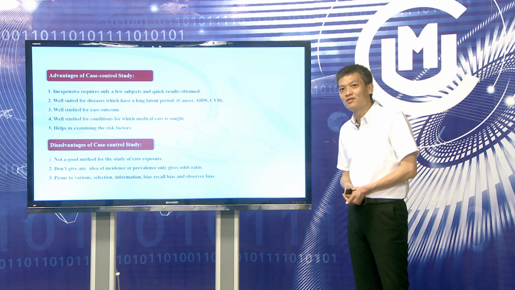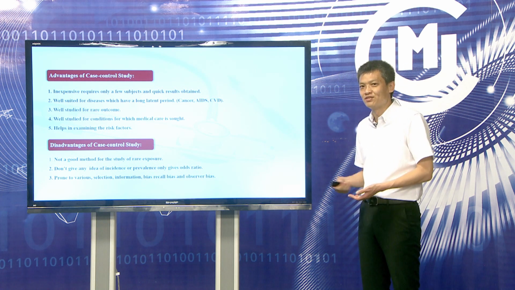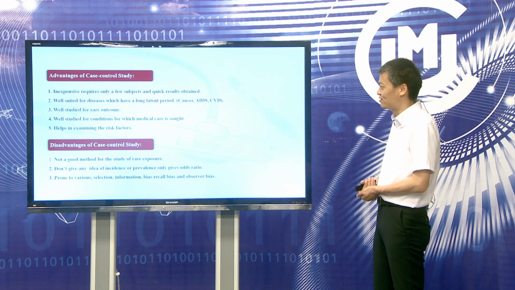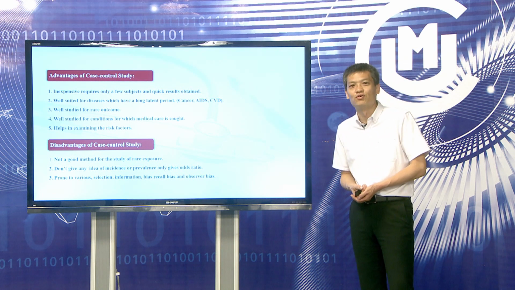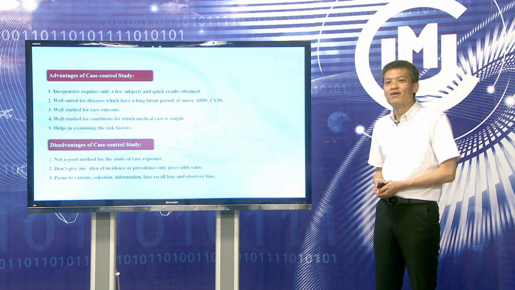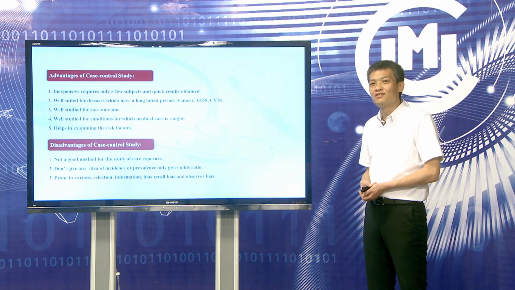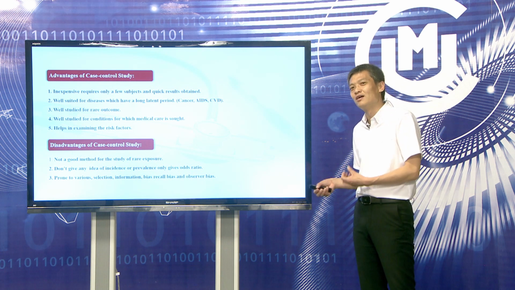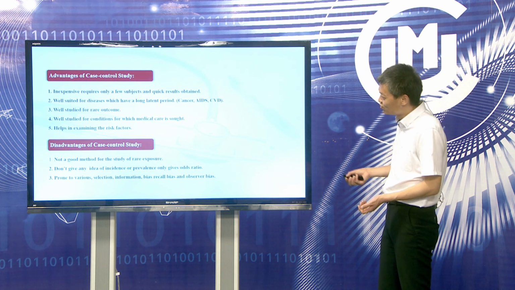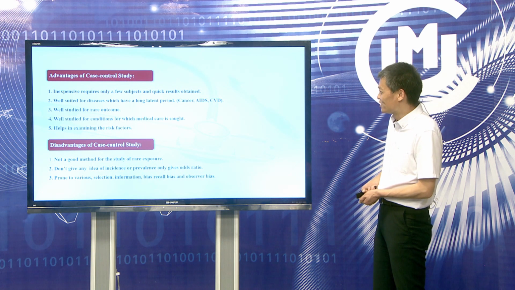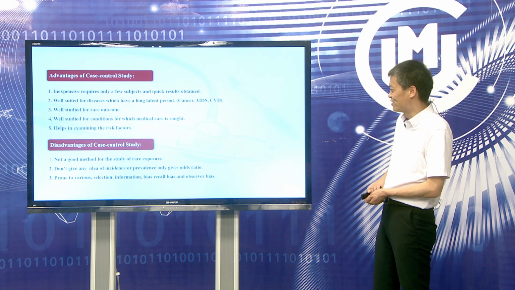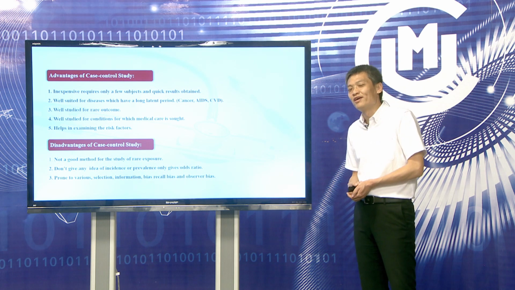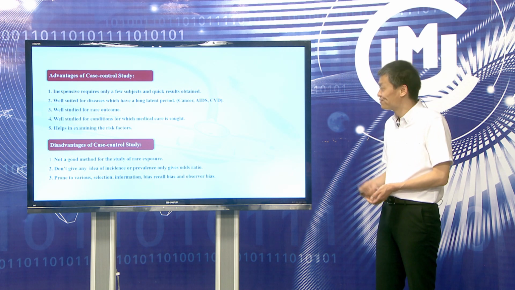Some disadvantages of case control studies should be noted. First, it is not a good method for the study of rare exposure, and it doesn't give any idea of incidence or prevalence, but only gives the observed percentage association. It is also prone to selection bias, information bias, recall bias, and observer bias, which may usually exist in case control studies.